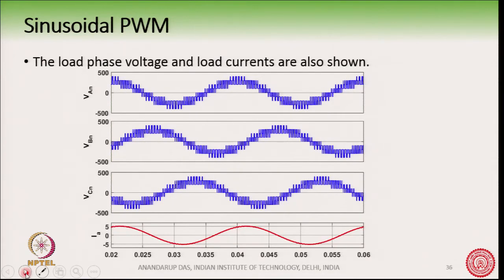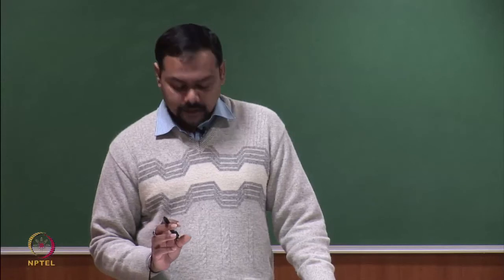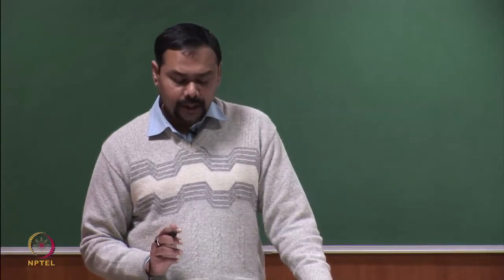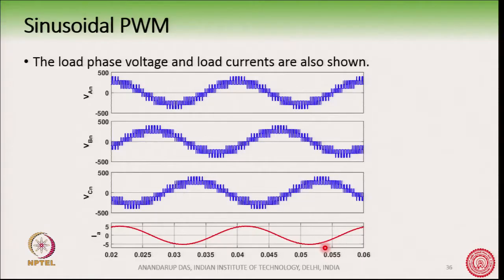And the load phase voltage and the load currents are as shown here. Okay. So, this is the load current. We had taken an inductive RL load with a power factor close to unity, like 0.9 or something close to that.